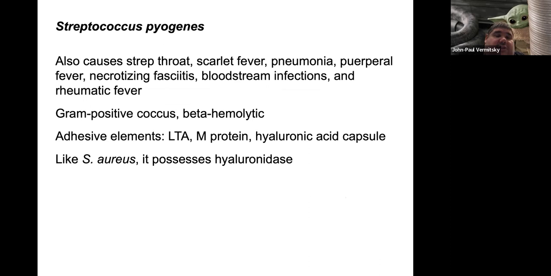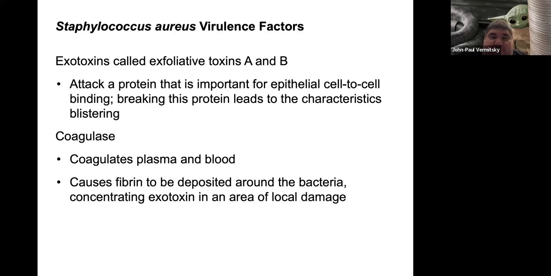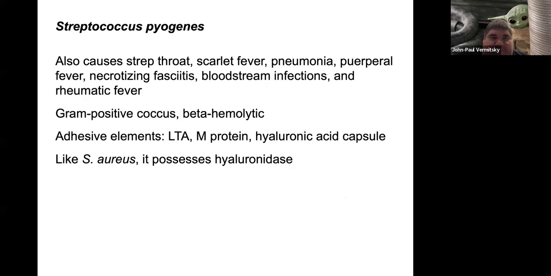Now, Strep pyogenes is an organism that also causes strep throat, so we will see this guy again when we get to the respiratory system. It can cause scarlet fever, pneumonia, necrotizing fasciitis, various types of bloodstream infections, and rheumatic fever. Strep pyogenes is a gram-positive cocci, much like Staph aureus is. It is beta hemolytic on a blood agar plate. Beta hemolysis means that it will undergo complete hemolysis, or breakdown, of the blood. And like Staph aureus, it does possess some of these exotoxins here.